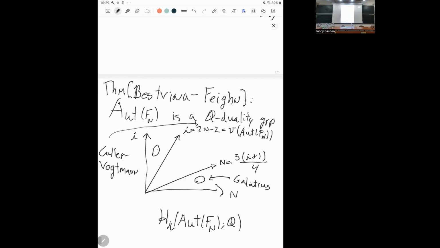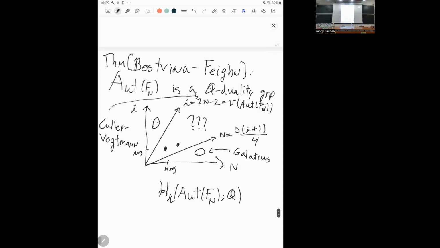But what I want to emphasize is that there is a non-trivial region where we don't actually know that much about the homology. So in this region here, there's a lot that's unknown. We know from some computer calculations that there are some low degree homology classes. For example, i is 7 and n is 5. There's a non-zero homology class, but we don't know that much.